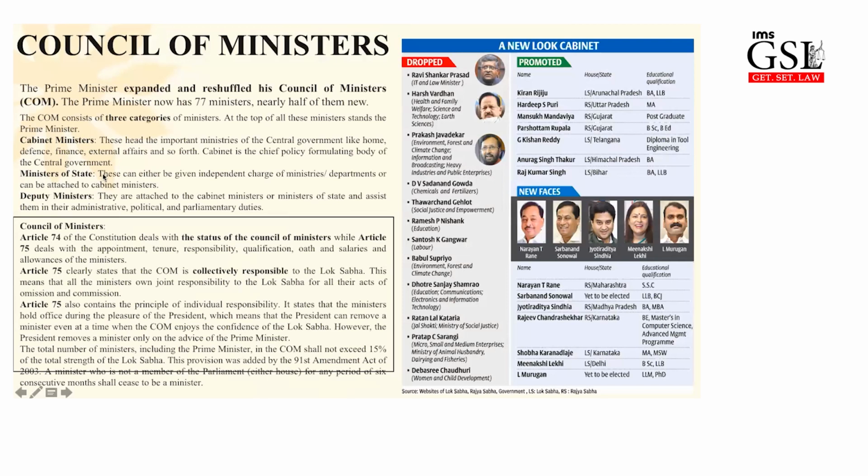Now, cabinet minister, minister of state, and deputy minister are included under the council of ministers, right? COM, which is directly responsible to the Lok Sabha. So the moment it does not enjoy the Lok Sabha's trust, the president, of course, can remove the council of ministers as well.